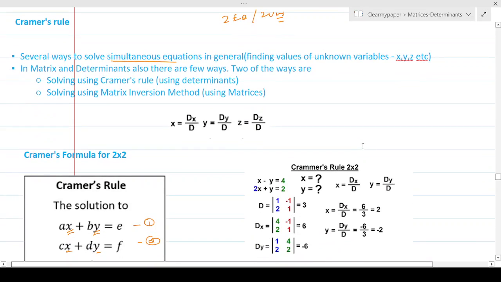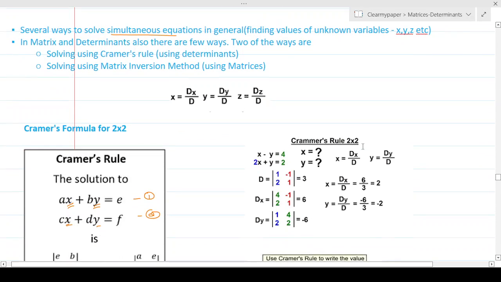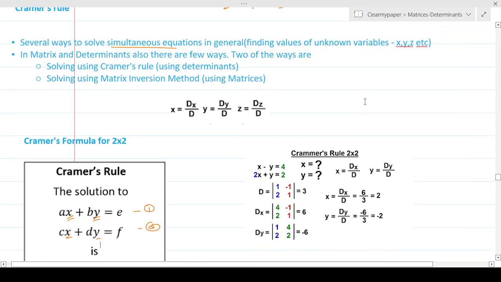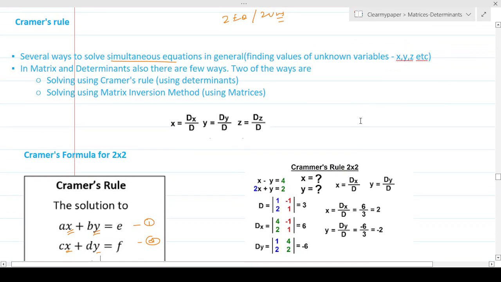In elementary school, the way we solve this is to find x, we make y equal to 0 and then solve for x. Once we get the value of x, we can put that value back into one of the equations to find y. Alternatively, we can make x equal to 0 in both the equations and solve for y. So we have done that. In the context of matrices and determinants, there are two different ways to solve that.